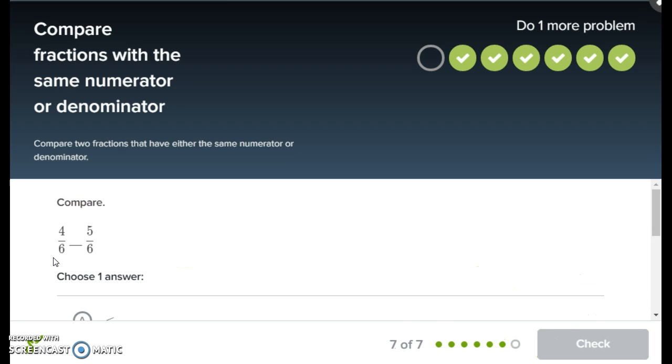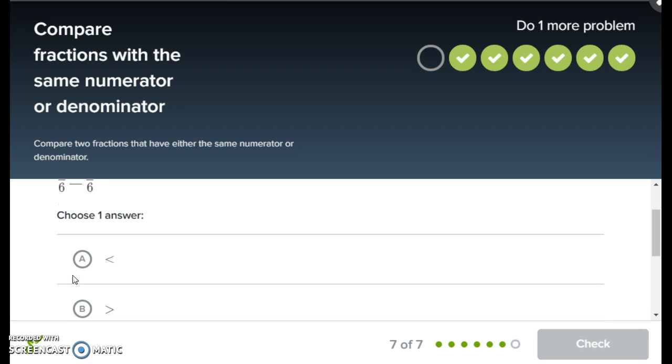Now, once again, the denominator is the same, and the numerator is different. So 5 is greater than 4, giving it a bigger proportion. So we would choose the less sign.